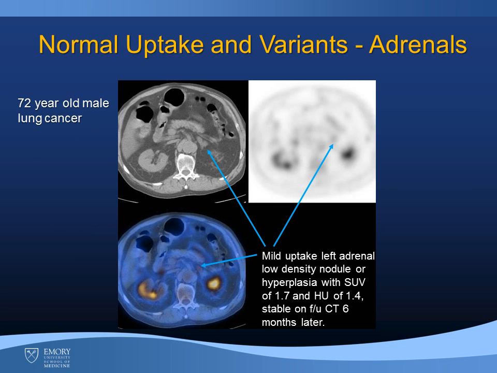Here's another patient, 72-year-old male with lung cancer, kind of mild uptake in the left adrenal. And this may correspond to a low-density nodule or hyperplasia. And this was stable on CT scan 6 months later. Uptake was perhaps slightly greater than liver, but only slightly.